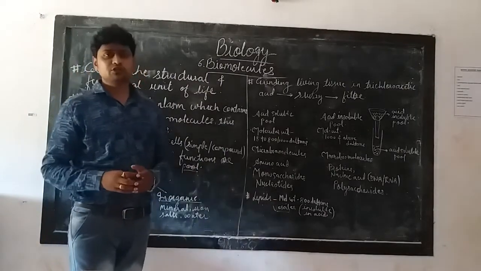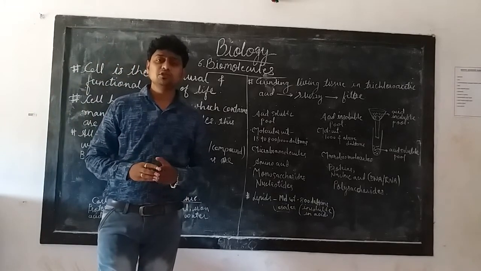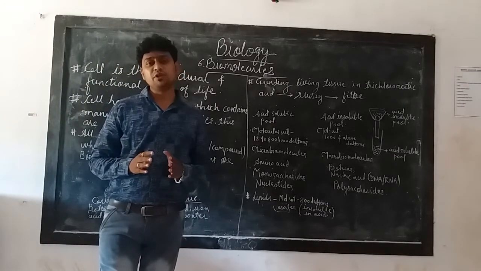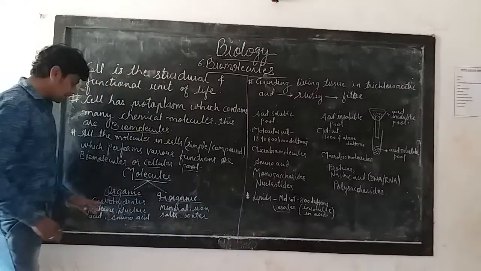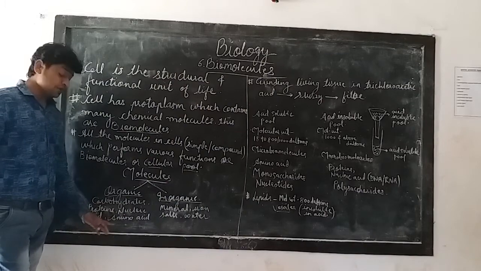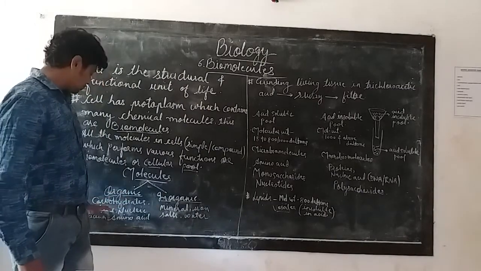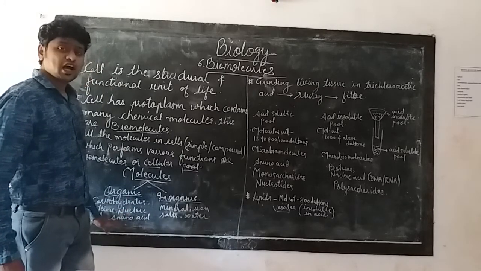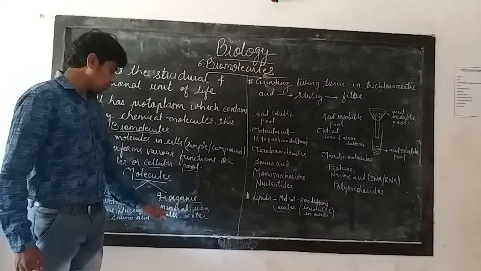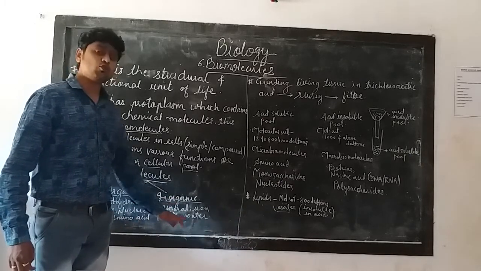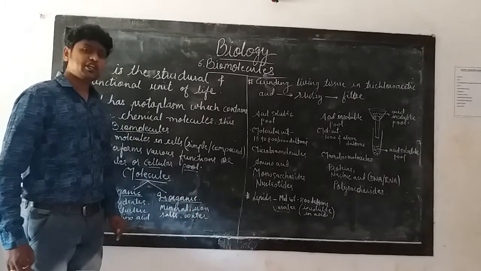These molecules in the protoplasm can be either organic or inorganic. Organic compounds are carbohydrates, proteins, nucleic acids and amino acids, and inorganic compounds are minerals, ions, salts and water.